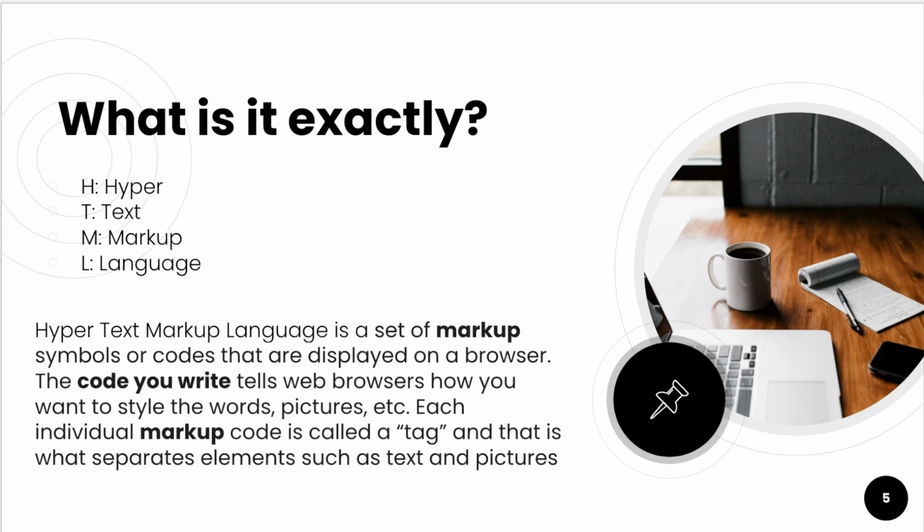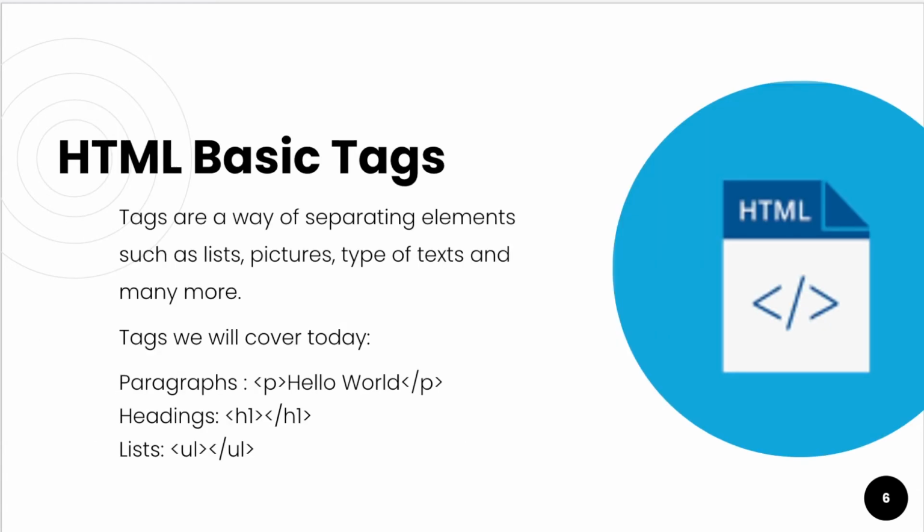So tags in HTML are certain tags for images, paragraphs, headers, and that's what separates these elements so the browser knows what to display and where to display it. So tags are a way of separating elements such as a list, pictures, types of texts, and many more. So the tags that we will be covering today are the paragraph tag, a heading tag, and the lists tag. Paragraph tags with a P, headings tags with H1, and lists is with UL.